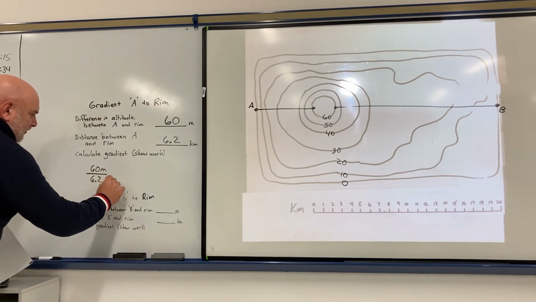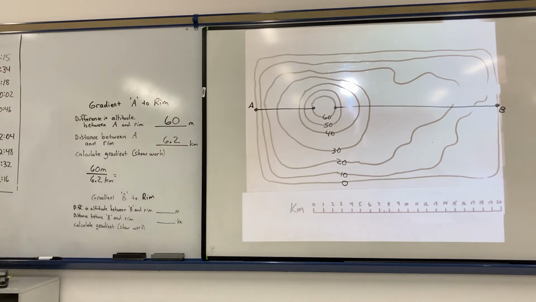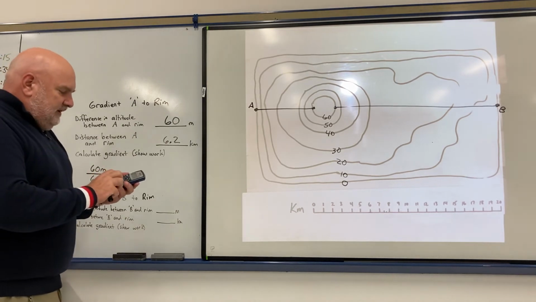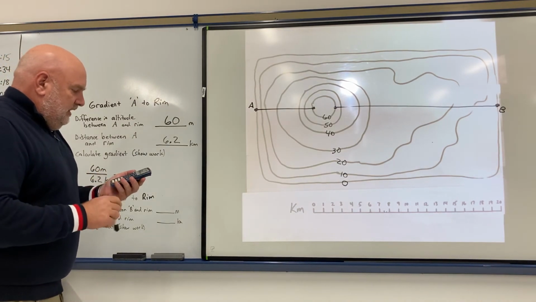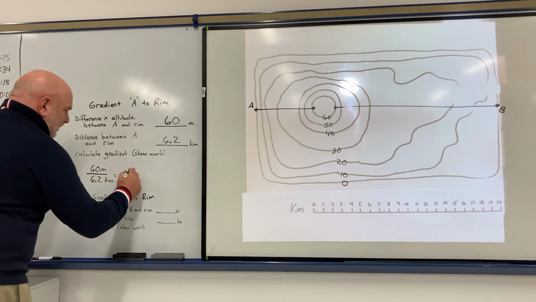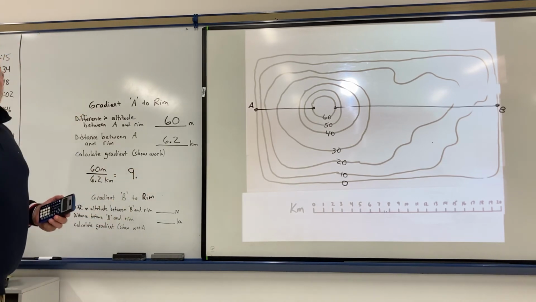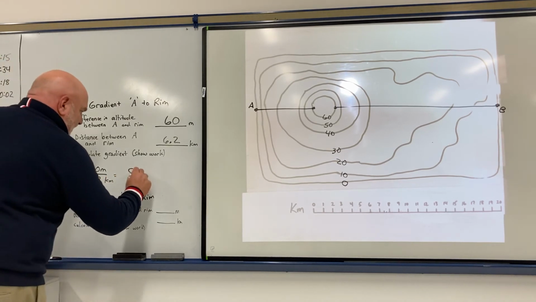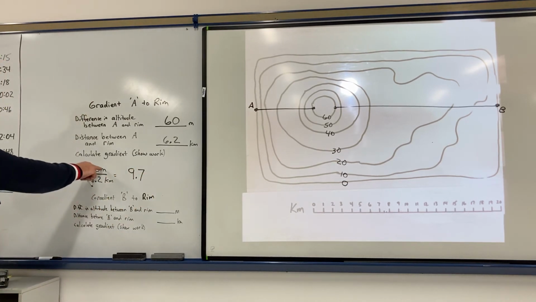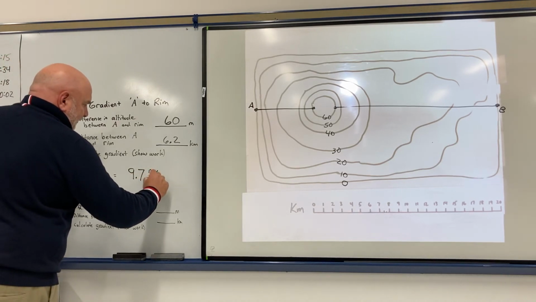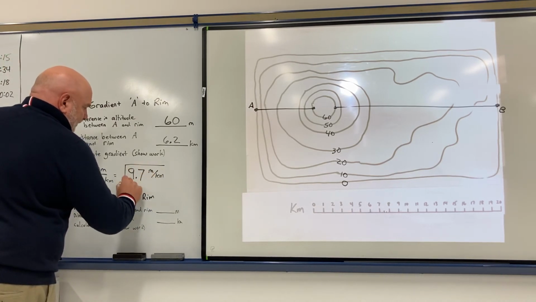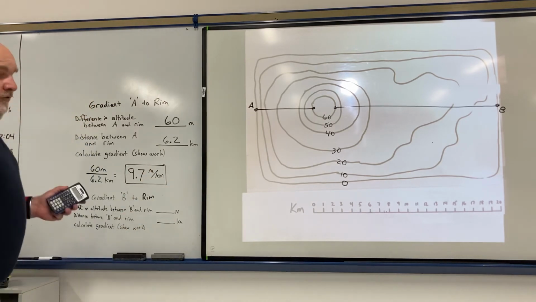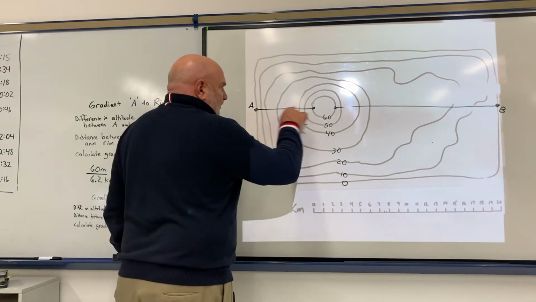6.2 kilometers. All right. Now I pull out my handy dandy calculator and I go 60 divided by 6.2 equals, my gradient is 9 point, I'm going to round it to the nearest tenth, so 9.7. And the units for this one would be meters per kilometer. So that's the gradient of the side where the lines are closer together.